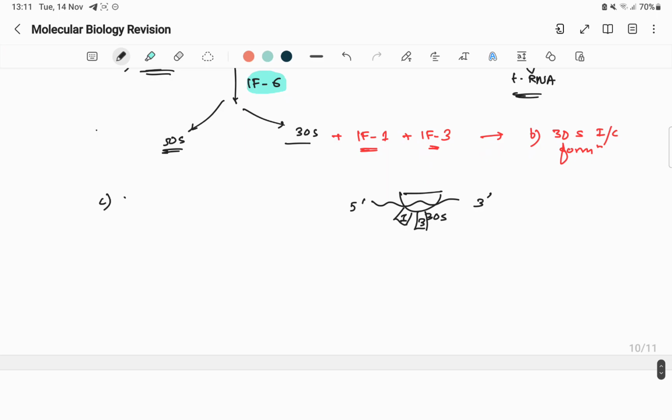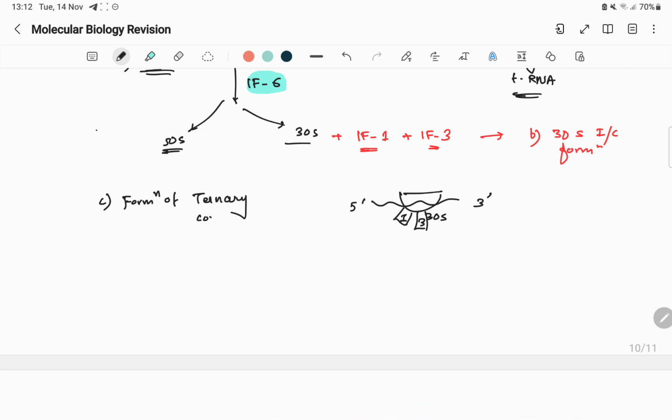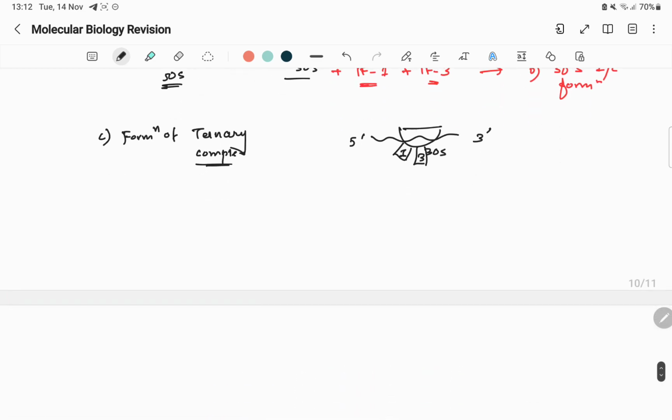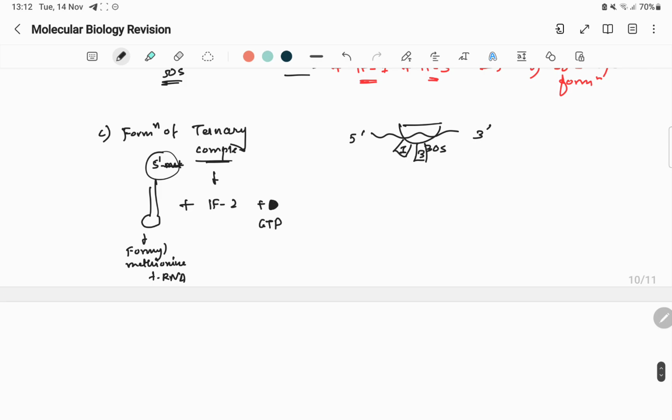Okay, then C1 is the formation of the ternary complex. So what is the ternary complex? Let me tell you. The ternary complex is formed by the tRNA which will contain the 5' methionine, the formyl methionine. So this is called formyl methionine tRNA. It will combine with IF2 and a molecule of GTP to form the ternary complex. Only IF2 and the molecule of GTP form the ternary complex.